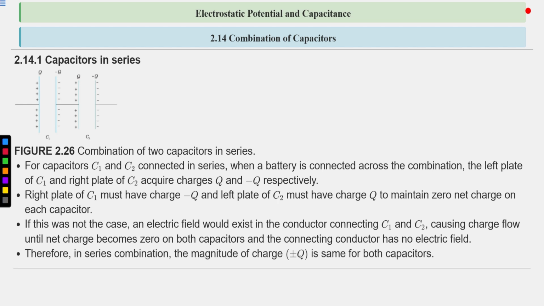Therefore, in series combination, the magnitude of charge plus minus Q is the same for both capacitors. So in series combination, the magnitude of charge plus minus on all the capacitors that are in series is the same. This is the important point: in series combination, the magnitude of charge plus minus Q is the same for all the capacitors that are connected in series.